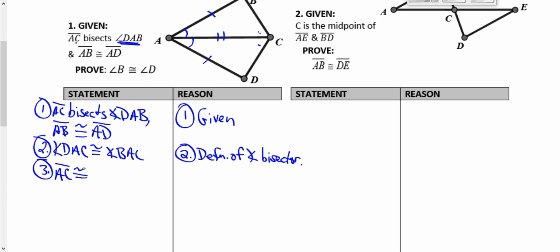AC is congruent to AC, right? Reason? Say that word. Reflexive. A lot of people are writing down reflective, which is not right, okay? It's a different thing. Reflexive. Or abbreviate like this. If you're going to write it out, it has an X in it, not a T, okay? Okay. So now what? Now what are we going to say or state?